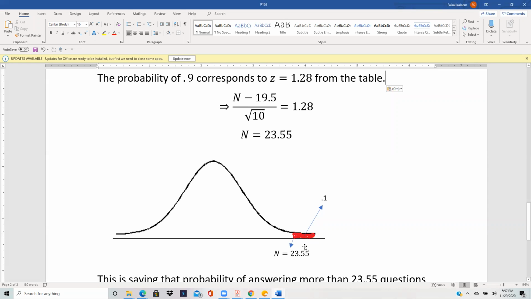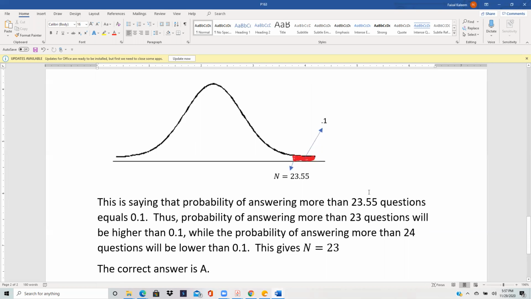So it means probability of x greater than 23, and 23, remember, would be here. So x greater than 23 would be this probability, which would be greater than this red area. And x greater than 24, 24 is here. So that would be a lesser probability than 0.1. So that's what we are seeing here. The probability of answering more than 23 questions will be higher than 0.1 because more than 23 would be more than this point, and more than 24 questions would be less than 0.1.